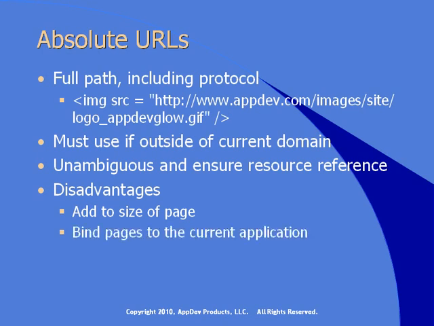Absolute URLs tie the containing pages to the current application, which makes it harder to share pages or even chunks of HTML code between sites, because they all have absolute references, and so you can't move the resources between applications.